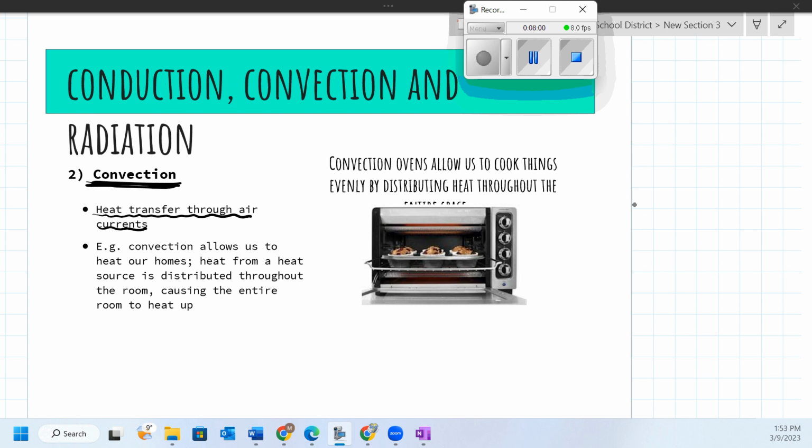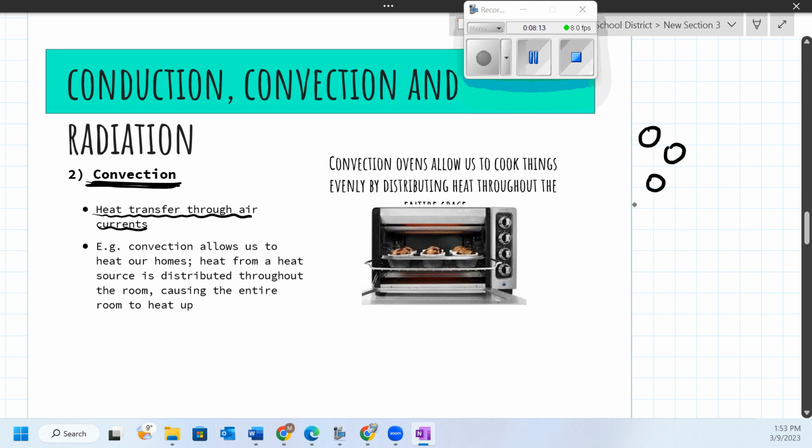If we draw a schematic scene of it, then we will see that particles that are hot are going apart from each other, becoming less dense. So you have fewer particles per unit of volume, and then they are rising up.